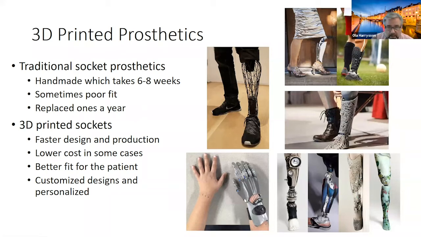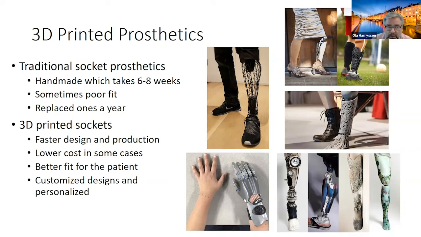And then they make adjustments, they have to come back again. So it's a lengthy process. And sometimes they still don't get a good fit. And so if you're unlucky and you get a prosthetic that doesn't fit you very well, they're usually only replaced once a year. So now you have to live with the idea that your socket is not going to be very good for an entire year.